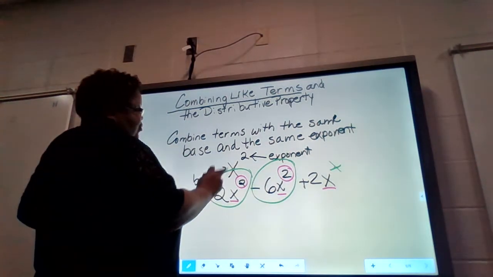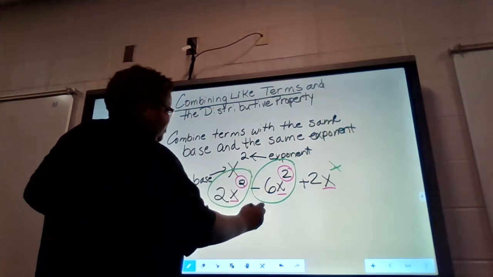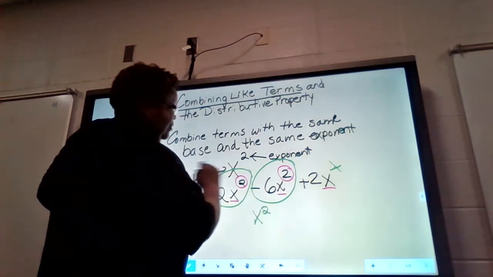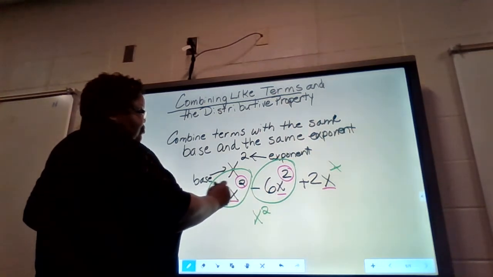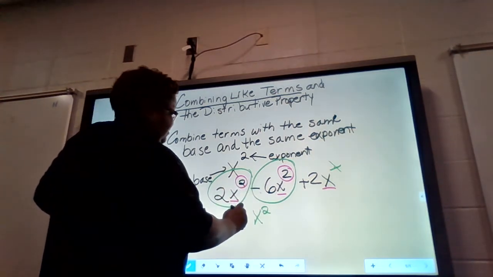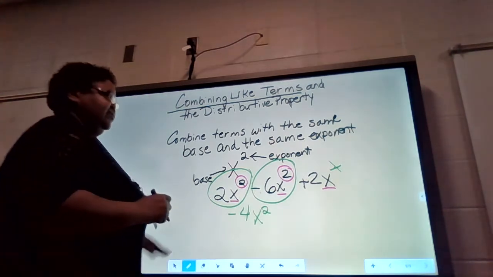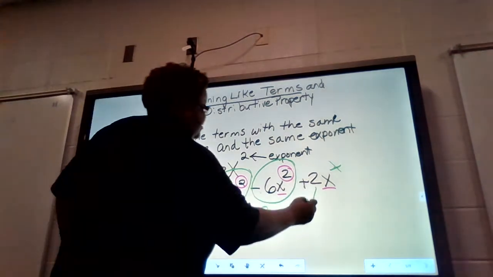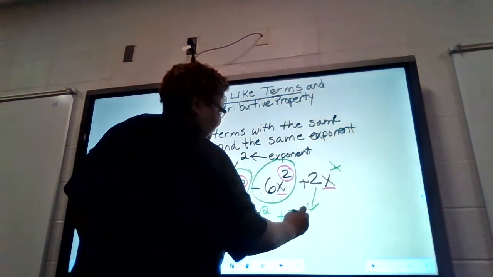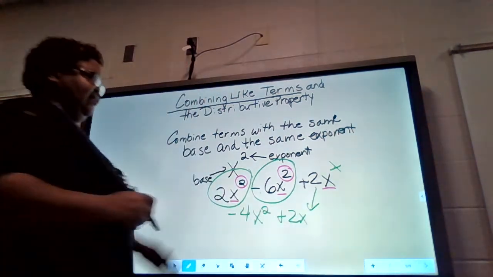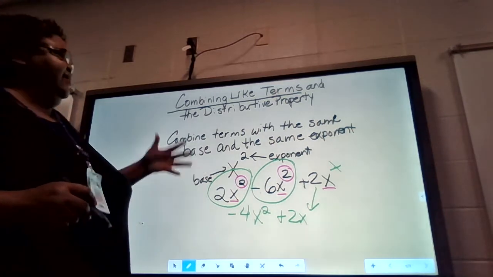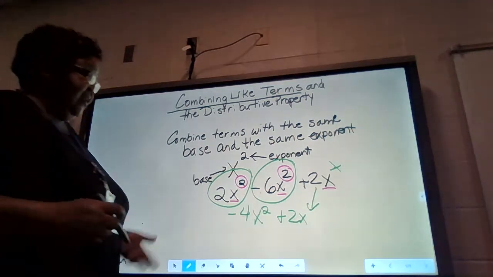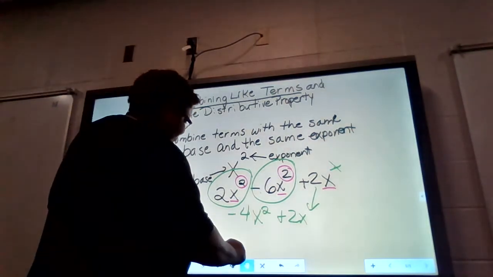All right, so when I combine them, my base is going to stay the same and my exponent, x squared. So 2 minus 6, negative 4. And then I just bring this down because I didn't do anything with it. And that would be my answer. I don't need to solve for anything. That's what I got. You may need to pause the video and write that down.